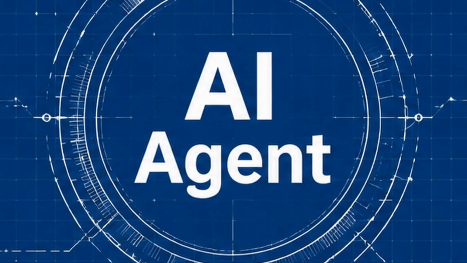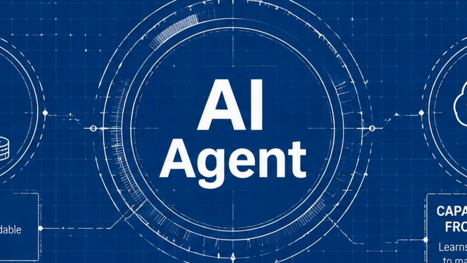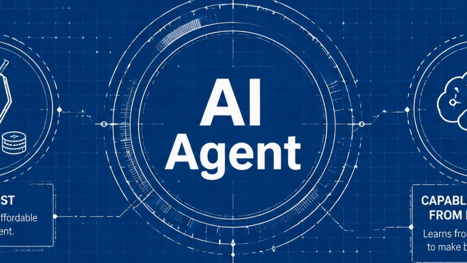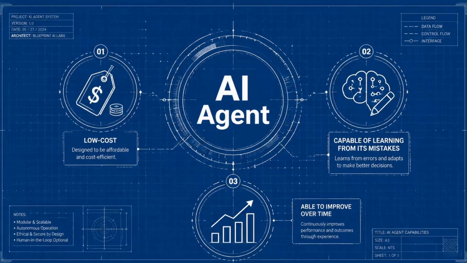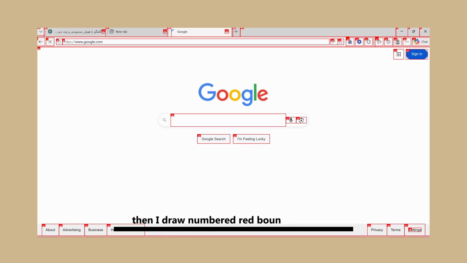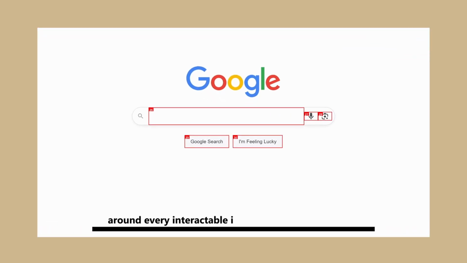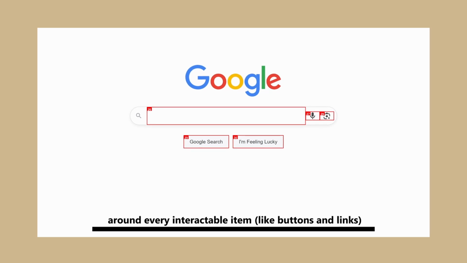Hi everyone, I'm building an AI agent to work as my assistant. My goal is to make it low cost, capable of learning from its mistakes, and able to improve over time. In my last video, I spent a lot of time building a browser agent. Today, you will see why I did that.